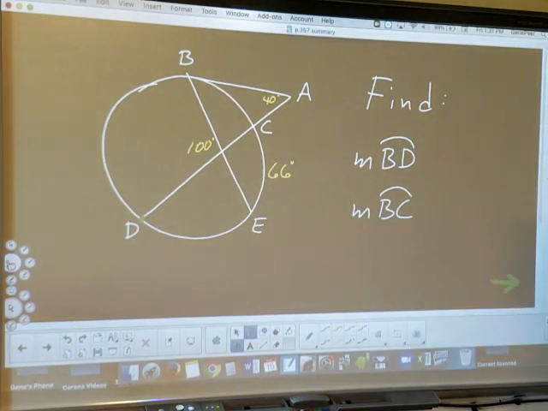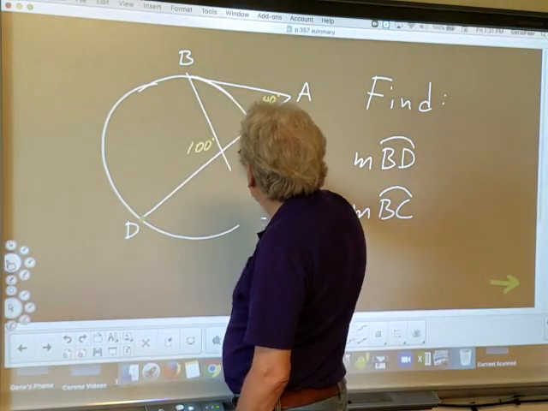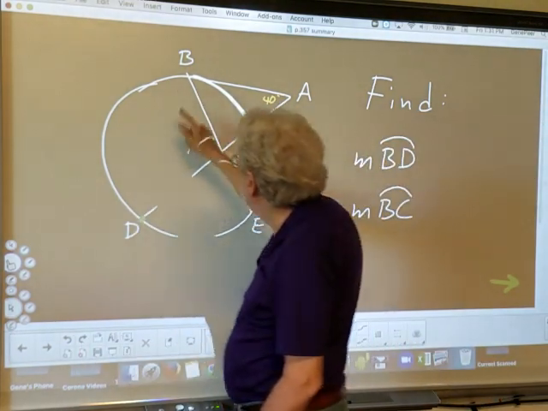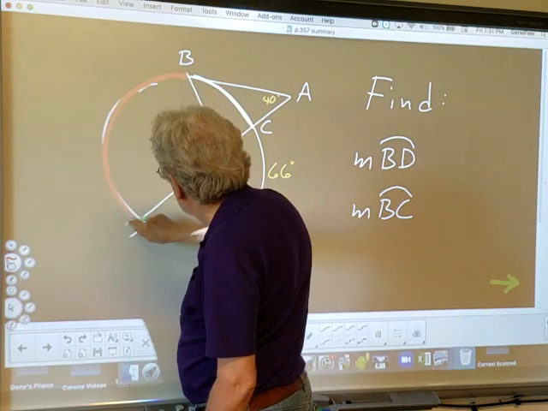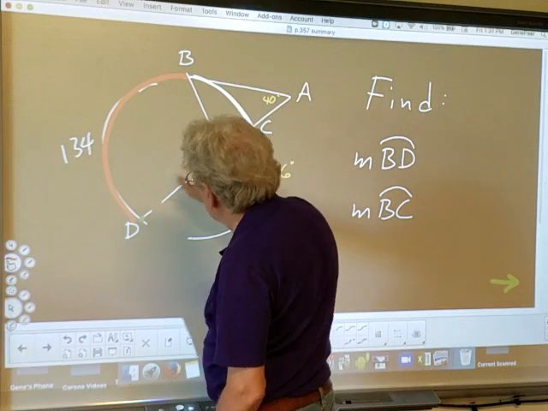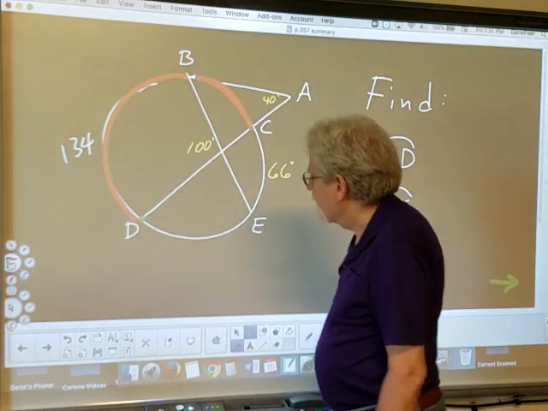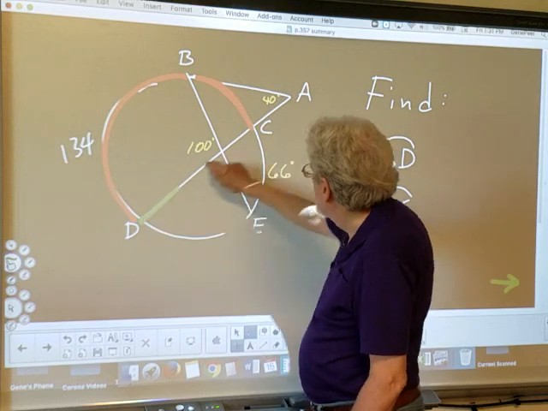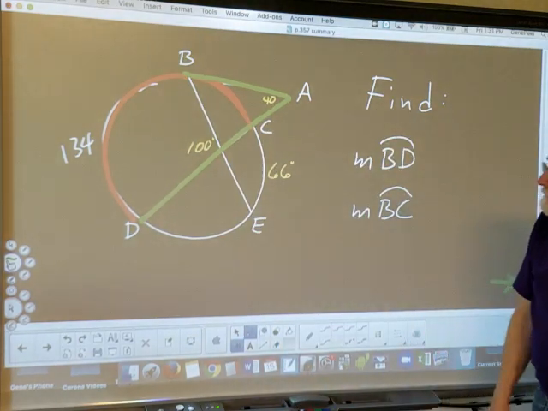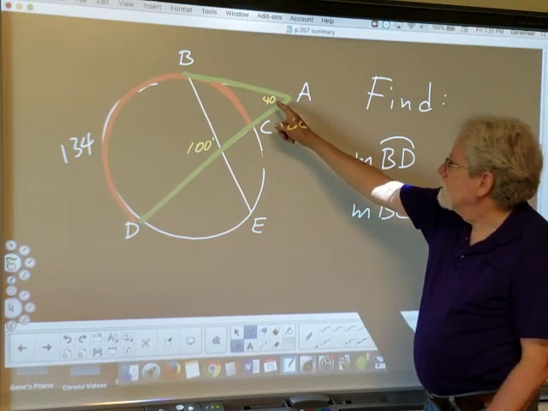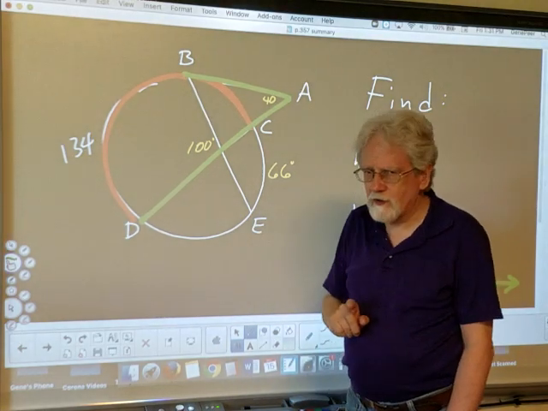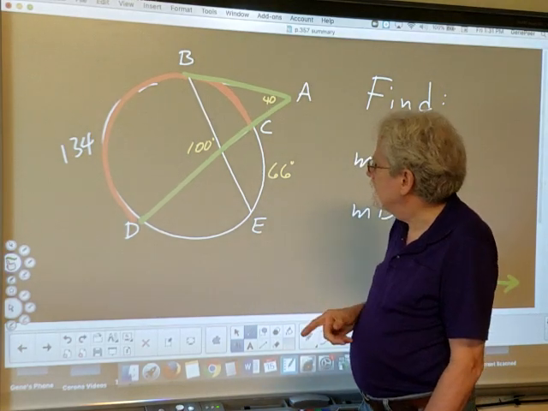Now this problem also asks us for arc BC. Arc BC, right here. Okay, of course, oops, I just erased part of our information. We know that this arc is 134. We're looking for this arc, and what we have is a secant and a tangent. So, remember that the angle is half the difference in the arcs. You subtract the arcs and take half.